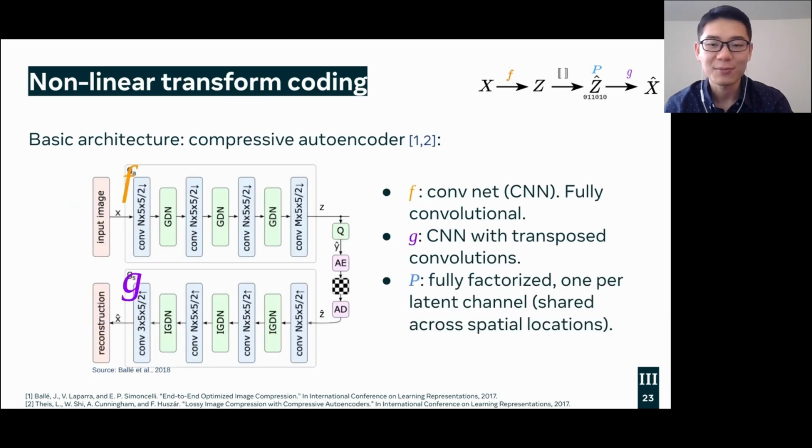And to give you a concrete example of what this looks like, here's a basic architecture from image compression, known as compressive autoencoder. So here the encoder network consists of a few layers of convolution with downsampling, and the decoder is another convnet with transpose convolutions and upsampling. And the entropy model here is fully factorized and uses one independent density estimator per latent dimension, or rather per latent channel.